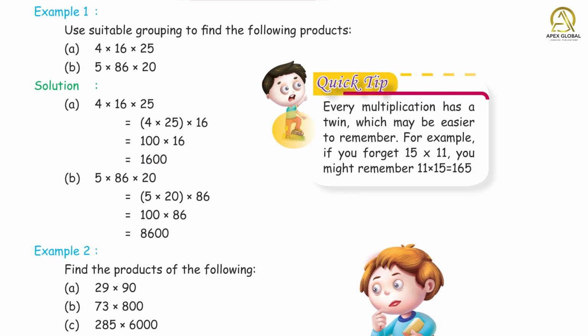Quick tip. Every multiplication has a twin, which may be easier to remember. For example, if you forget 15 into 11, you might remember 11 into 15 is equal to 165.